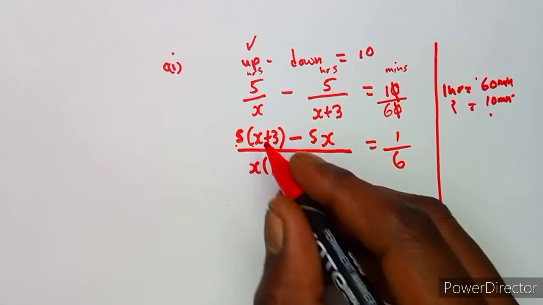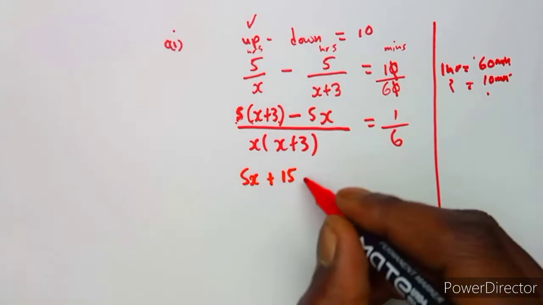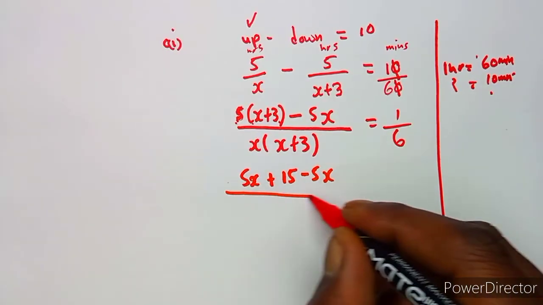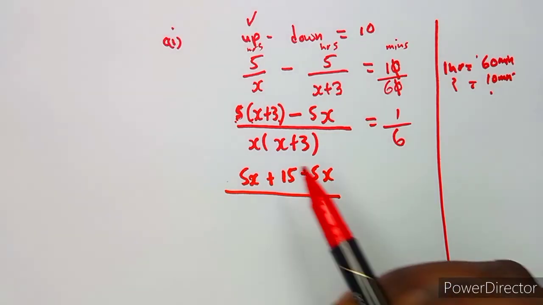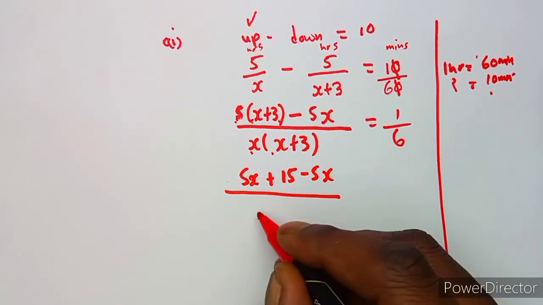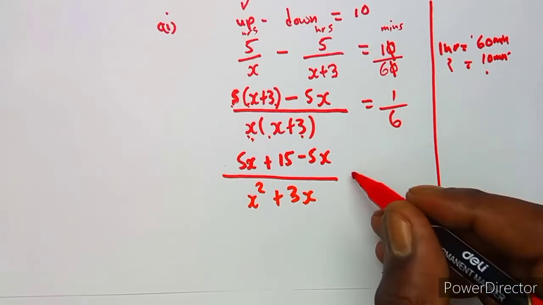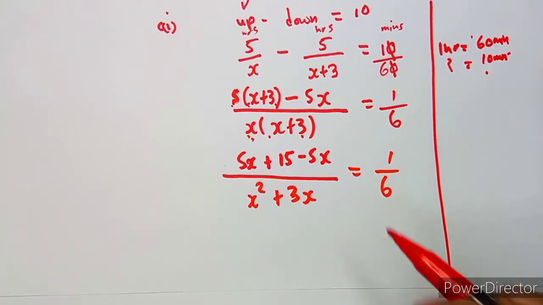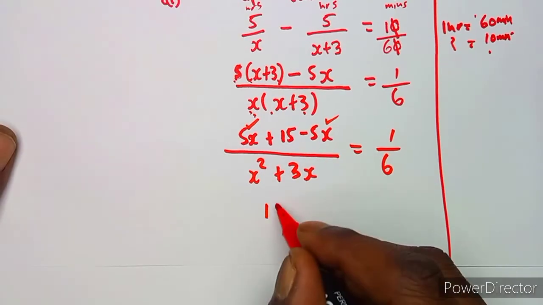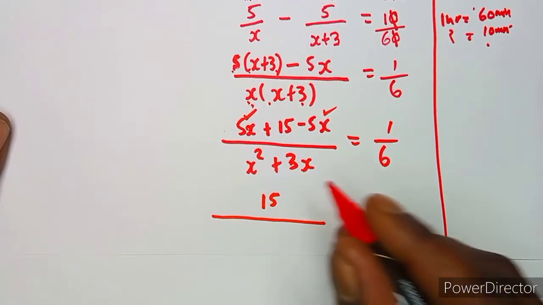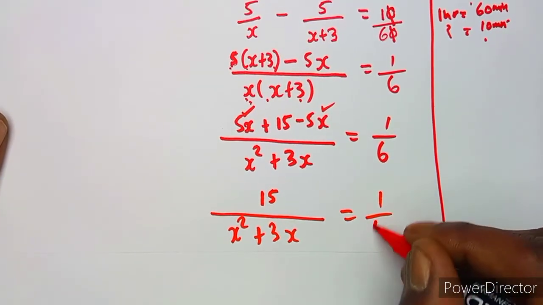5 times x is 5x. 5 times 3, expanding brackets, is 15, minus 5x, everything over the denominator. Since we want to show the equation, we can expand this: x times x is x squared, x times 3 is 3x, and this is equal to 1 over 6. So 5x minus 5x is 0, and you're left with 15 over x squared plus 3x, which is equal to 1 over 6.